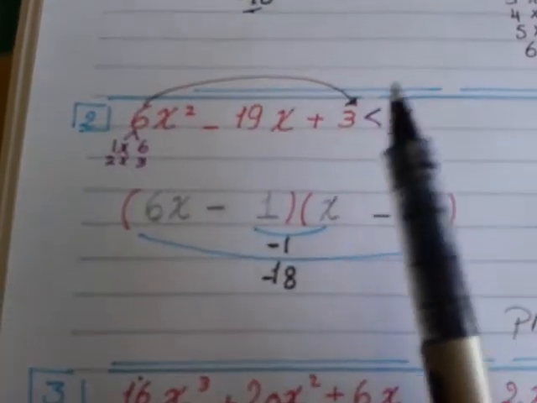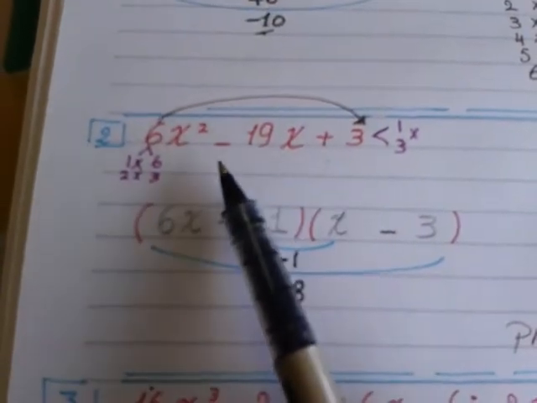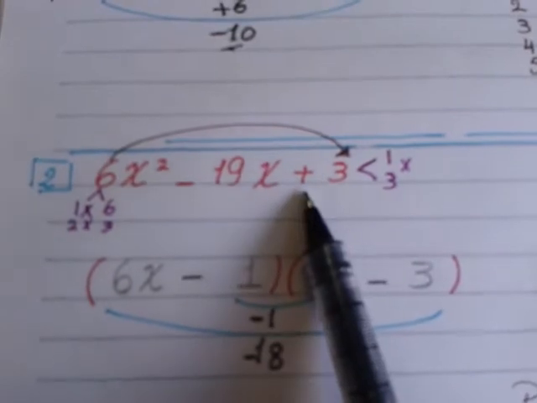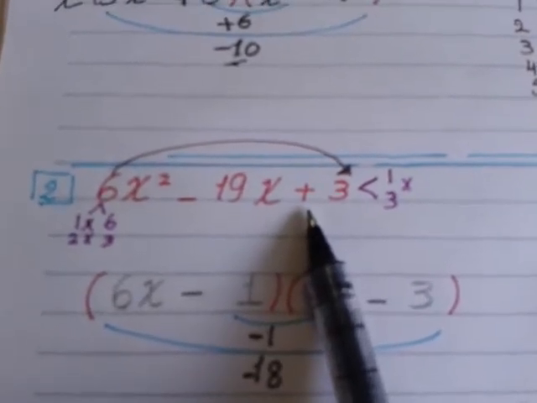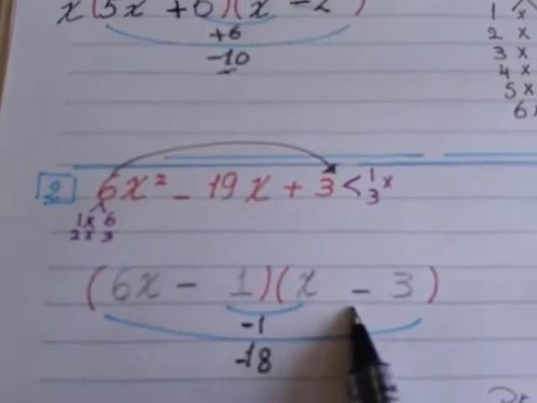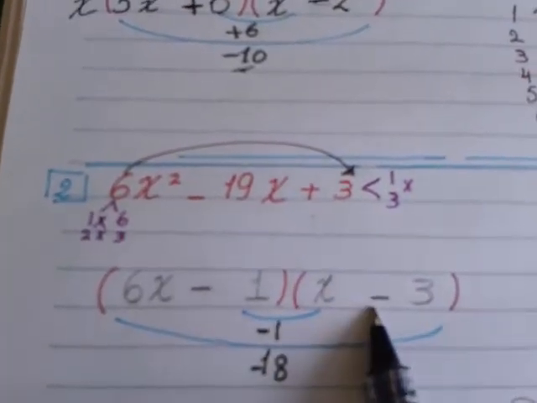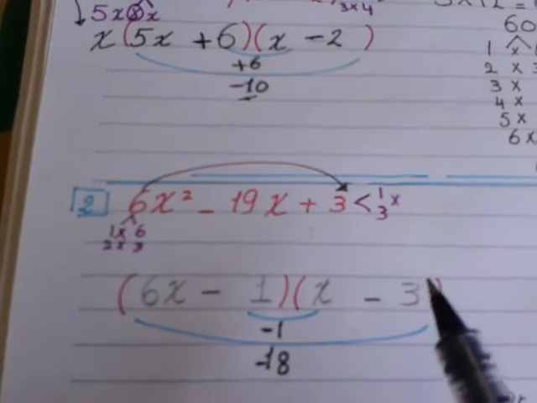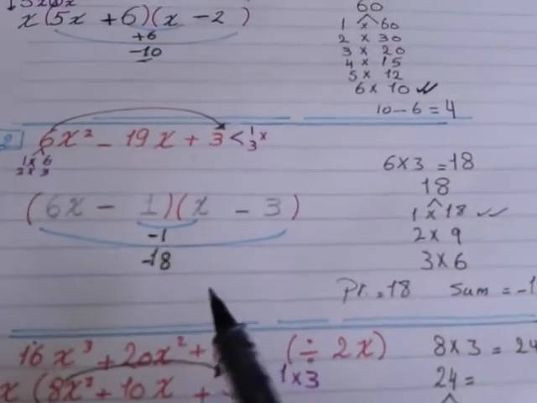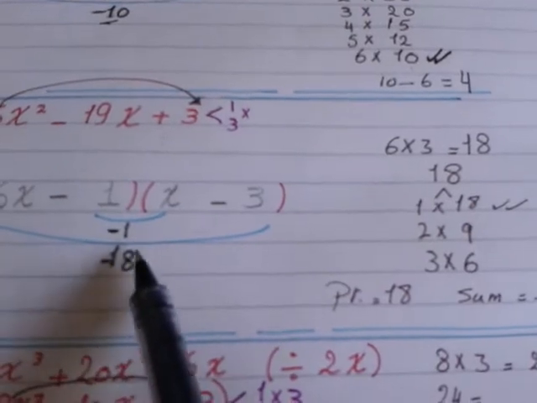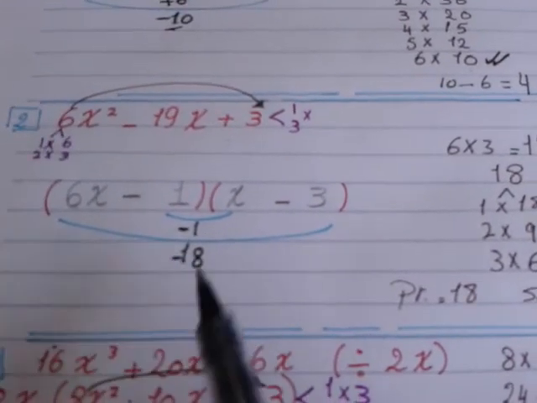Here I have a positive sign and the middle sign is negative. And I said in the first part, if you have a positive sign, you have to make the two signs of the brackets similar to the middle sign. So the brackets here will be negative and negative. So I need the two numbers, their product 18, but negative 1 and negative 18, written in the arcs down.